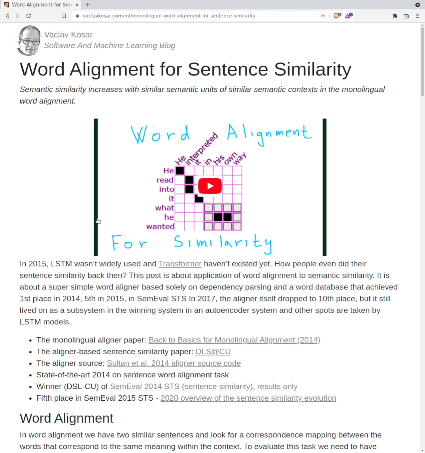It is about a super simple word aligner based solely on dependency parsing and a word database that achieved first place in 2014 and fifth place in 2015 in SemEval STS, semantic textual similarity. In 2017, the aligner dropped to the 10th place, but it still lived on as a subsystem in a winning autoencoder system, while the other spots were taken by LSTM models that started to rise at that moment.